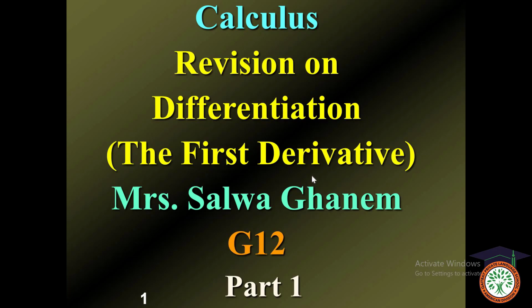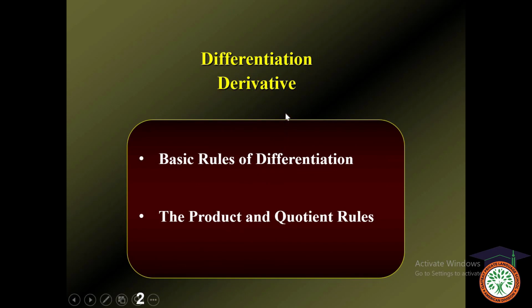We studied before in grade 11. First derivative. Do you remember the definition of first derivative? It's the slope of the straight line tangent to the curve. Differentiation or first derivative, we are going to revise the basic rules of differentiation and the product and quotient rules.